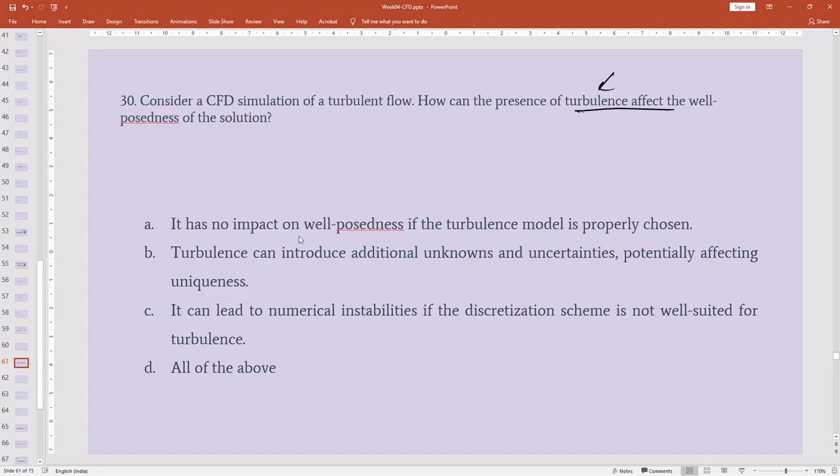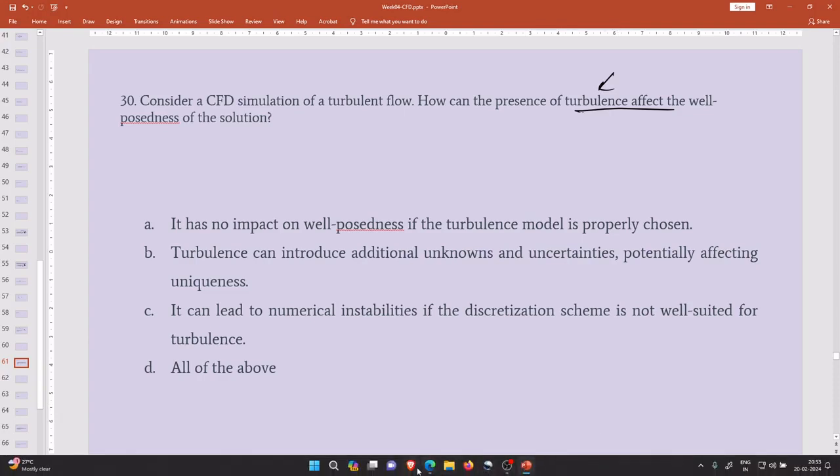Option A, it has no impact on well posedness if the turbulence model is properly chosen. Option B, turbulence can introduce additional unknowns and uncertainties, potentially affecting the uniqueness. Option C, it can lead to numerical instabilities if the discretization scheme is not well suited for the turbulence. Option D, all of the above. Please inbox your answers. This will be our last question.